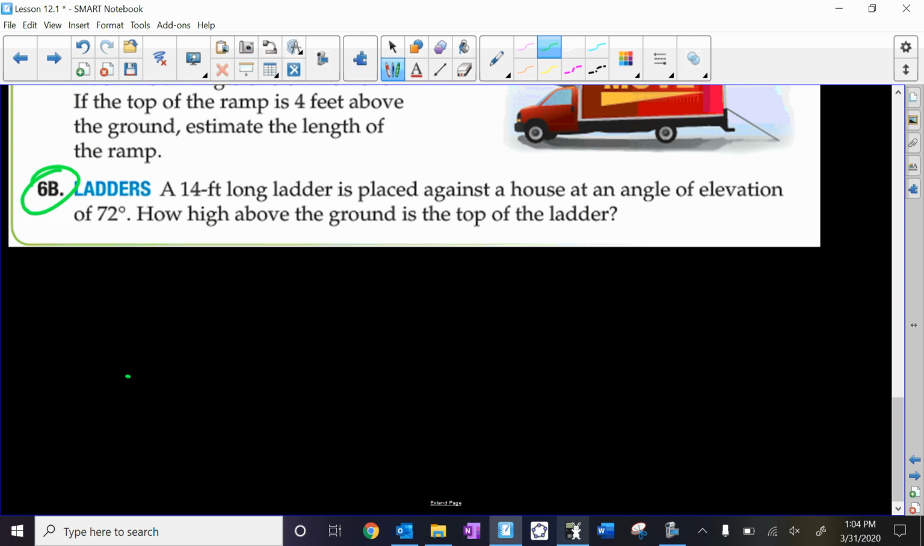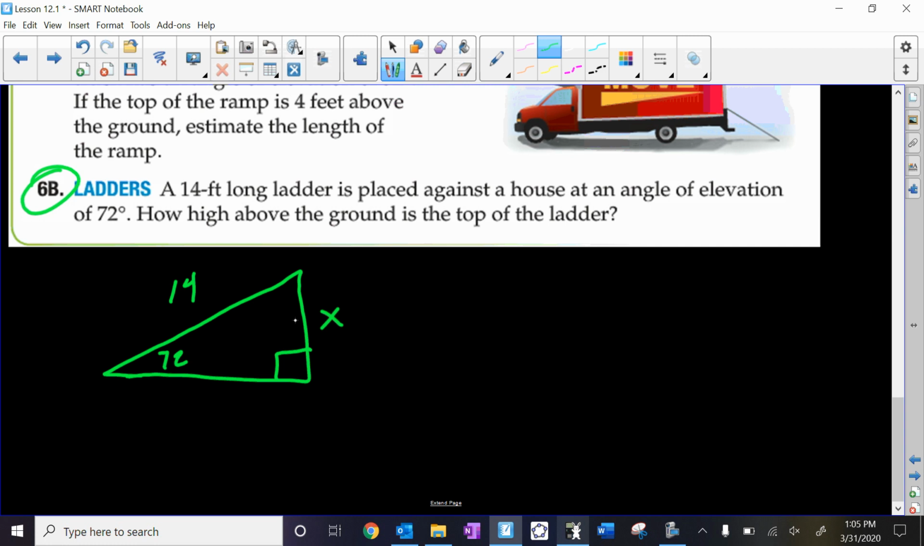So I'm going to draw on my right triangle. I know that I have a 14-foot long ladder. The ladder should be the one that's up against the building at the diagonal, so we're going to put 14 there at an angle of elevation of 72 degrees. How high? Anytime I say how high, I'm looking for a height, x.